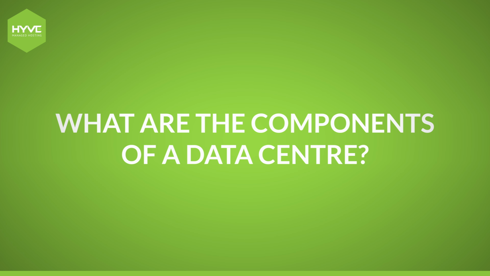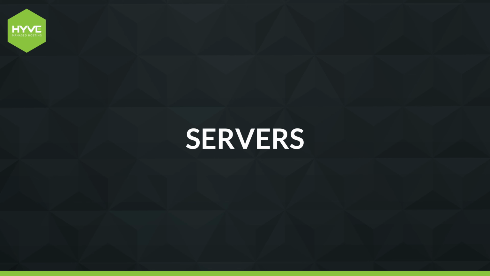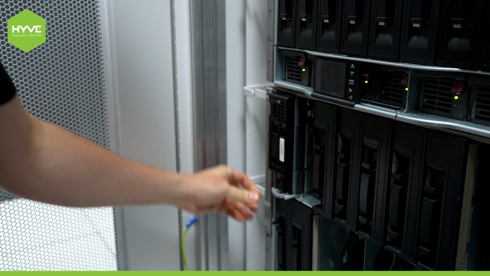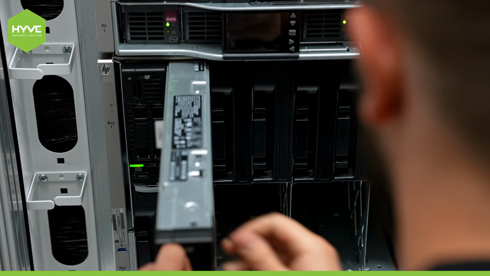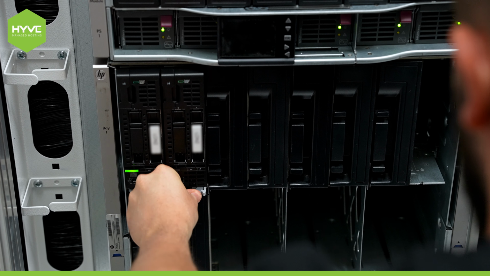What are the components of a data center? Servers. There are two main types of servers used within data centers: rack mount servers and blade servers. Rack mount servers are flat devices which are stacked in racks or shelves. Blade servers are vertical modular devices which are housed in chassis and take up less space than rack servers.